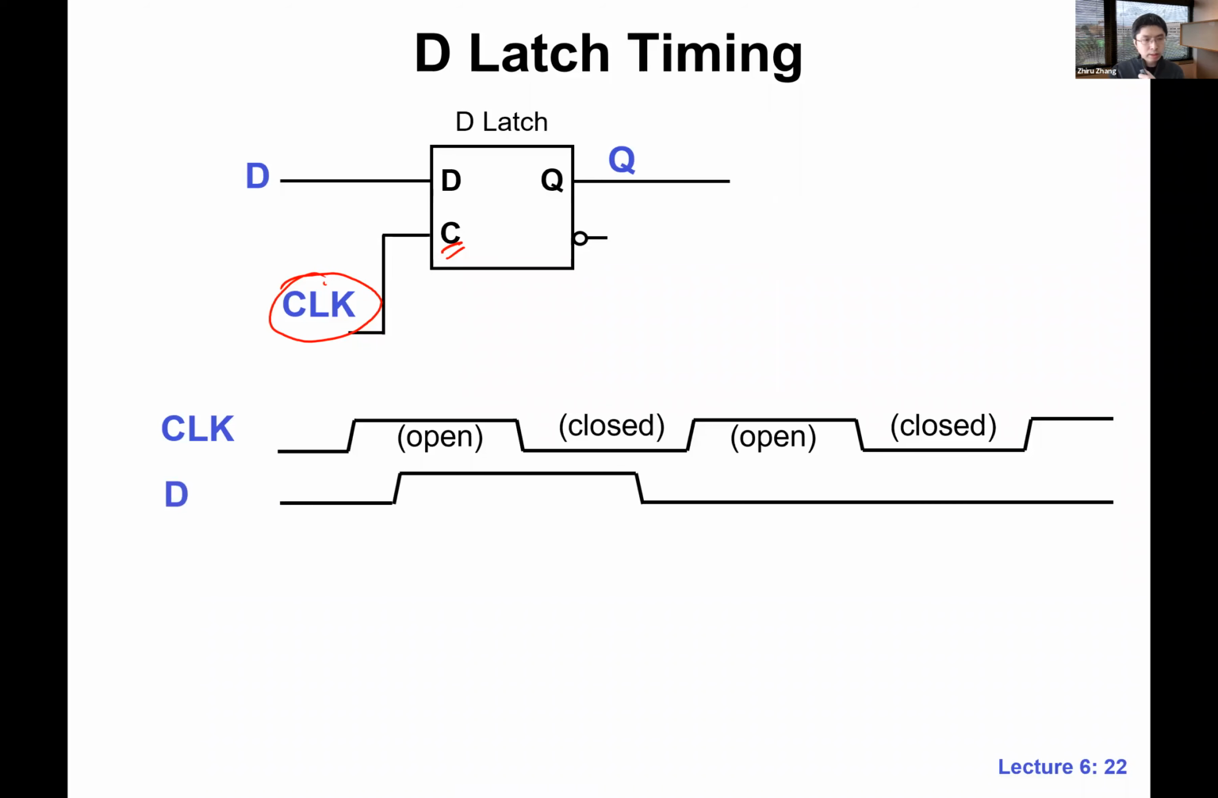If this is clear, then we can also draw a waveform for the D input. This shows you how the D input changes. Initially it's at 0, and then it goes up to 1, and later comes back to 0. The change of the D signal does not have to synchronize with the change of the clock. This is a separate signal, a separate input.